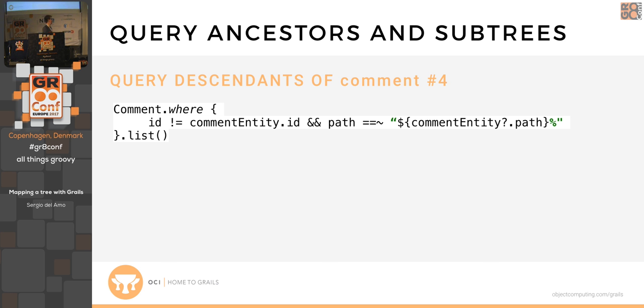Getting the descendants is even easier. This is a like with a where query. My advice is whenever you are able to code the query with a where query, use a where query instead of a criteria query, because you get advantages like static compilation, and also a where query returns a detached criteria, which will not get executed until you call like .list or .get. Again, I don't want to include myself as the descendant. That's why I have this ID not equals comment entity ID. Comment entity will be the object from which you are looking for the descendants.